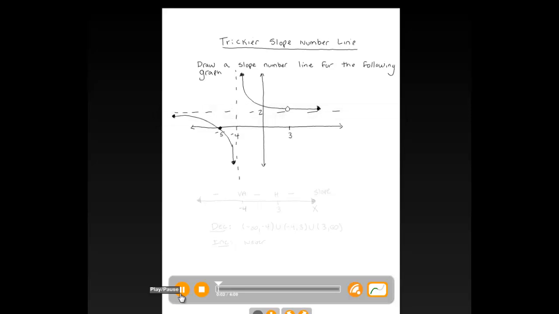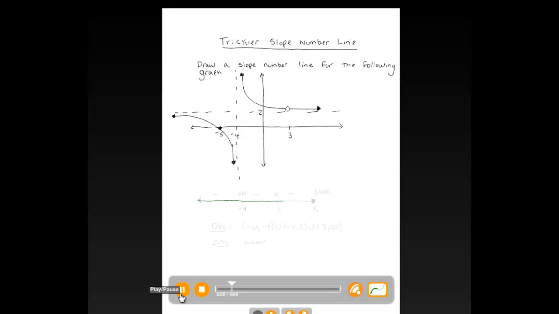Alright, I know we've already talked about slope number lines in a previous video, but I wanted to give you one that had a little more subtleties to pay attention to. So take a second, maybe pause the video and sketch this graph. Okay, I hope you're back. And we're just going to make a slope number line for this particular graph.